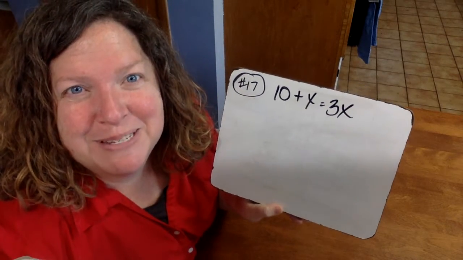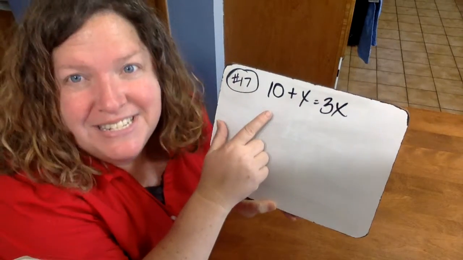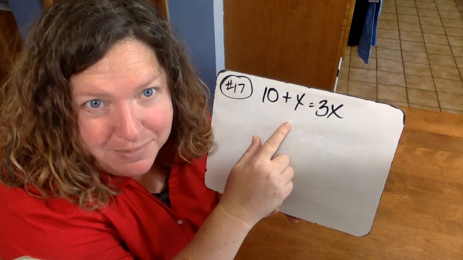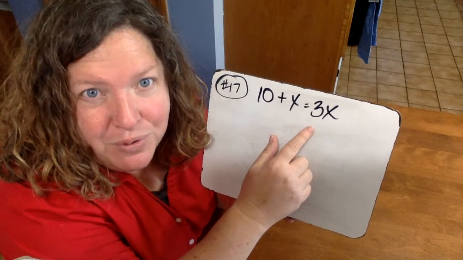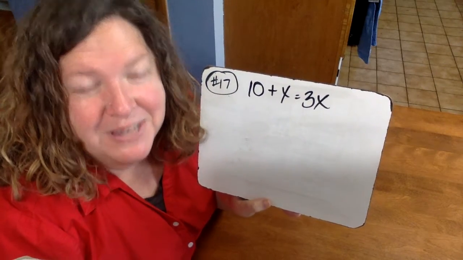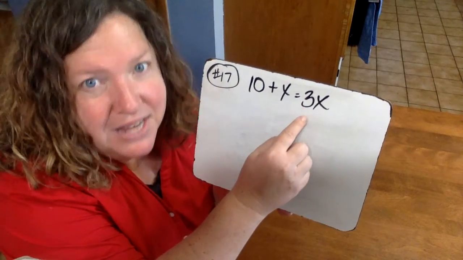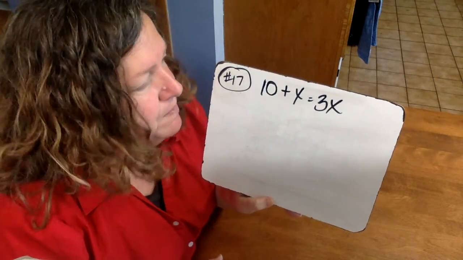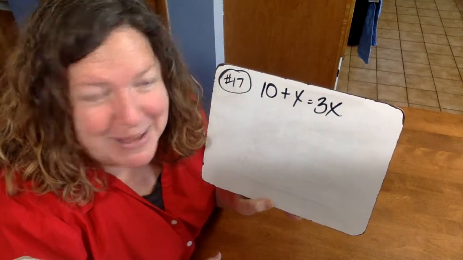All right, our next problem is number 17. Number 17 is 10 plus x, a mystery number, equals 3x. Remember, when a number and a letter are squished right next to each other, it means multiplication. 3 times x, 3 times a mystery group. So let's get started and model this out.